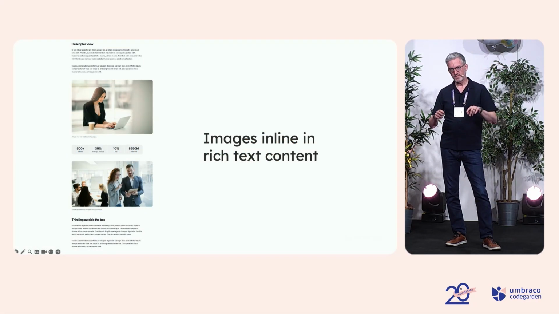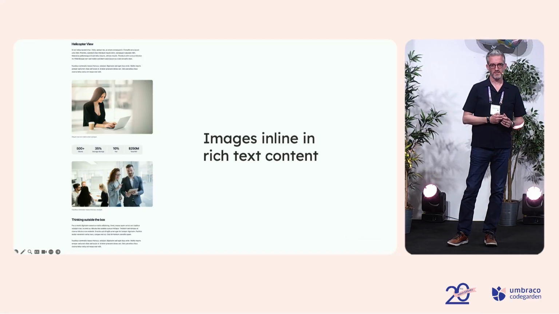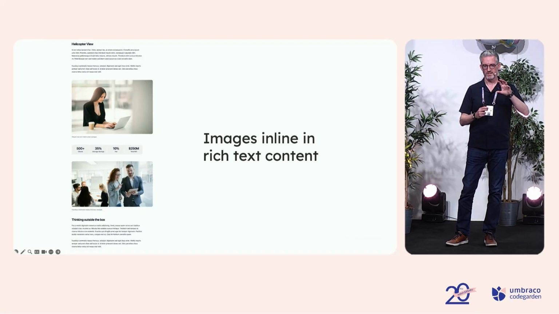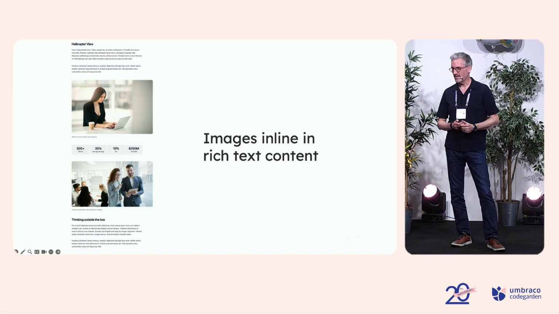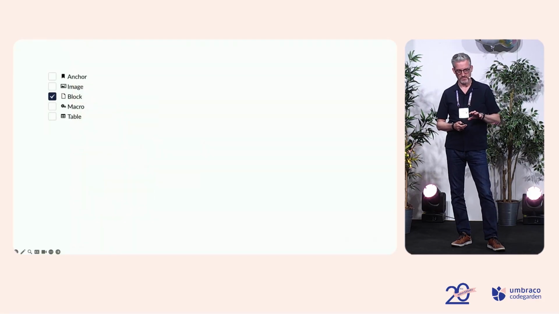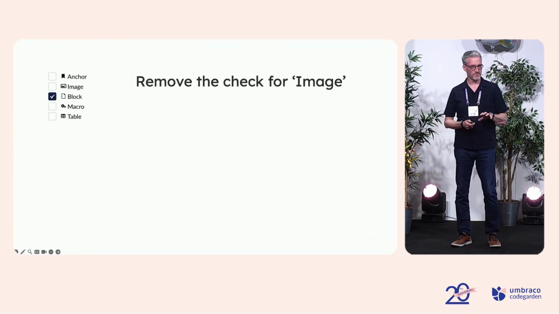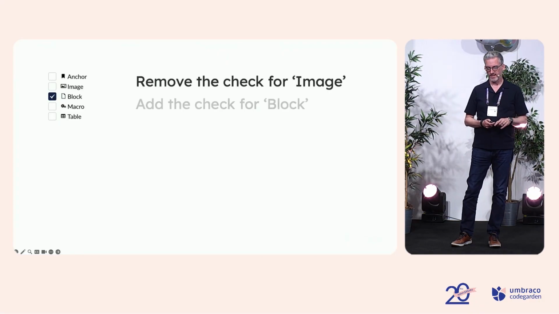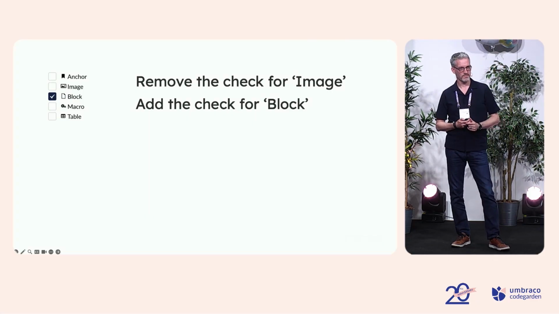So we said before that this typically happens with inline content in our articles, and that's almost definitely going to be in the rich text editor. So possibly the way we've done this before is just to select an image using the image picker option that's part of the rich text editor. But of course, we don't have any control of the markup when we do that. So the way to overcome that problem is to remove the checkbox for the image in our configuration and add the checkbox for a block.